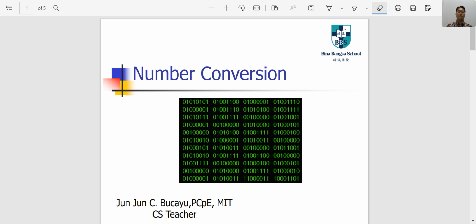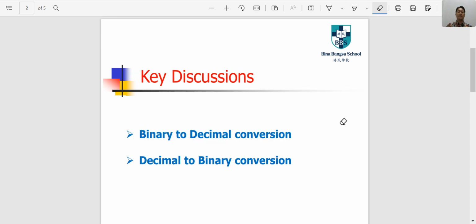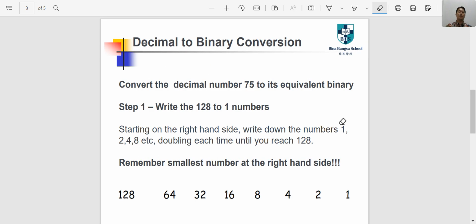For our discussion, we are going to discuss number conversion, or the different number systems that are actually used in computer systems. We're going to start with some key discussions here. We have binary to decimal conversion, and of course, the next would be decimal to binary conversion. Let me start with decimal to binary conversion.